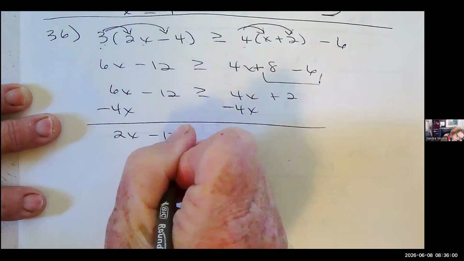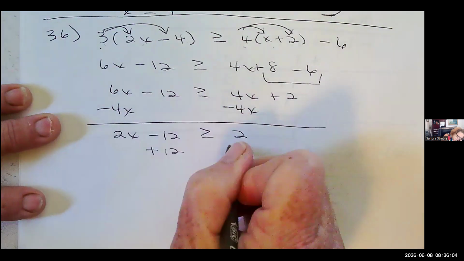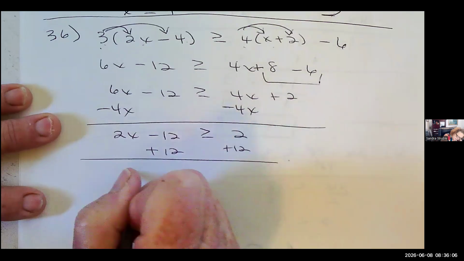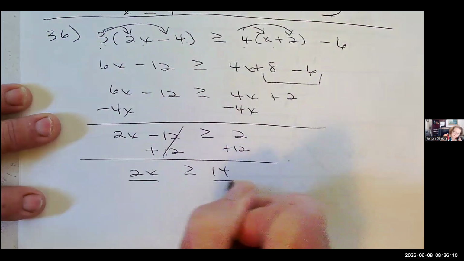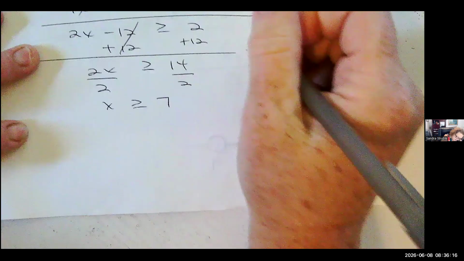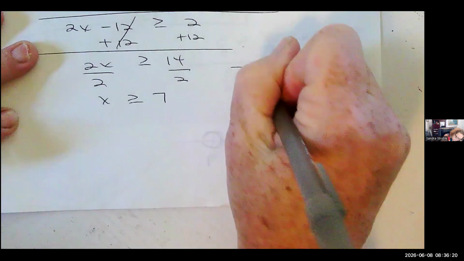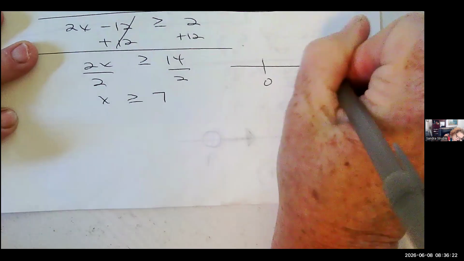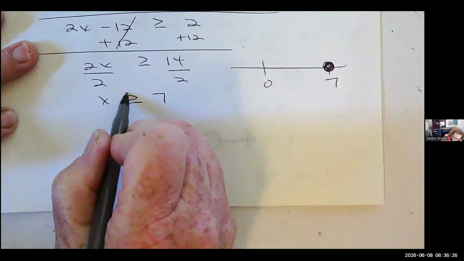And then move our constant over to the right. Divide both sides by 2. All right, there's my inequality notation. Let's do the graph. 0 and 7. It is included because it has the little equal sign. And my arrow is pointing to the right, so it is greater than.